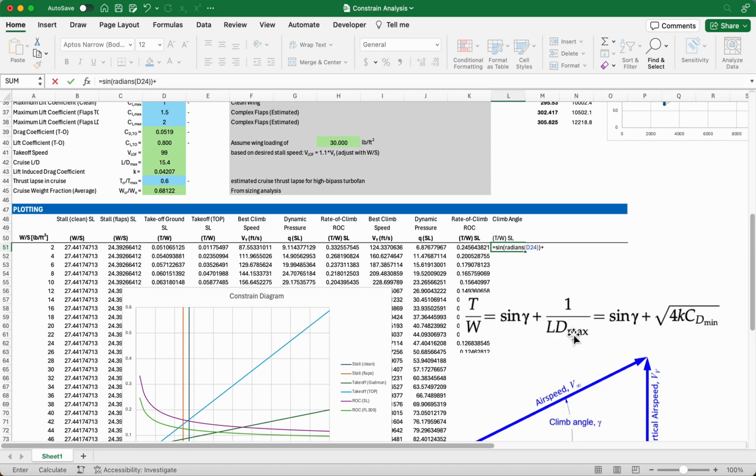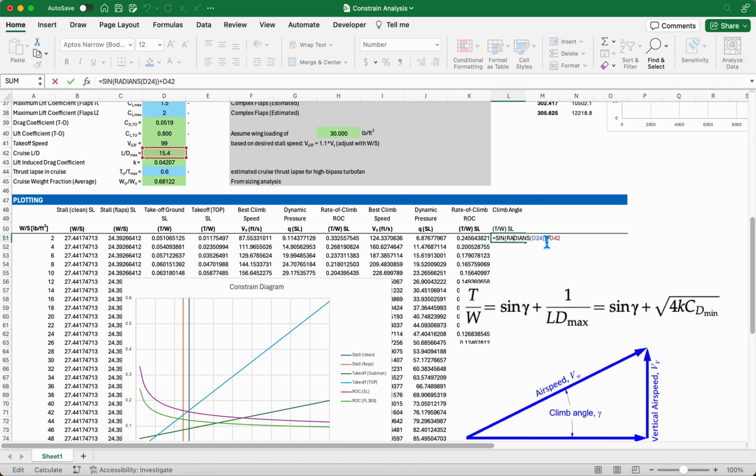So our maximum lift to drag ratio for the simplified drag model is equal to the square root of 4 times our induced drag coefficient times our minimum drag. I've already calculated that for our max L over D with this relationship right up here. So I'm just going to click that. And that would be our thrust to weight ratio at sea level. Oh, divided by that. 1 divided by, there we go.